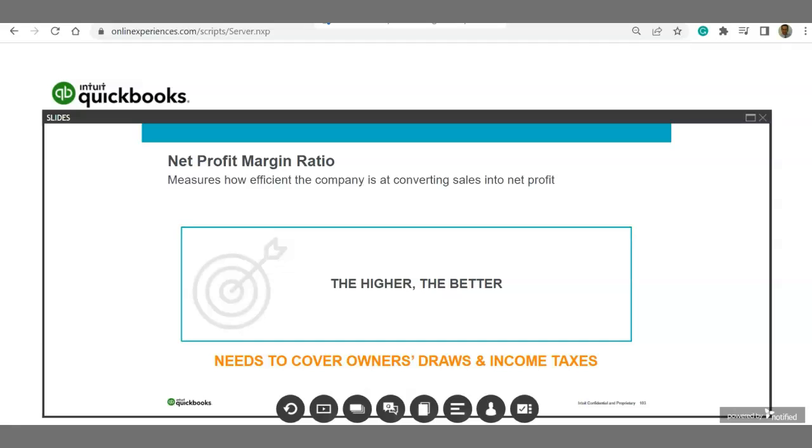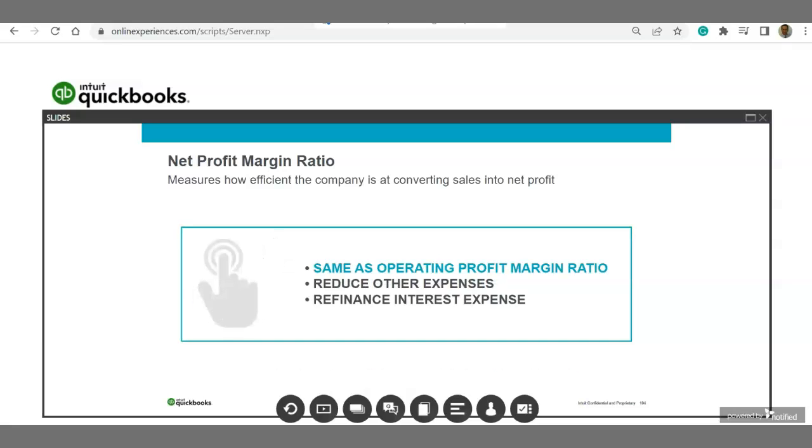Now, to improve the net profit margin, you could focus on or have discussions with your client about improving the operating profit margin, which we just went over on the ratio before, and then looking into the other expenses, such as perhaps there's really high interest expense there, and maybe refinancing the debt would lower that interest expense. So drill into your other expenses and see what you find there.